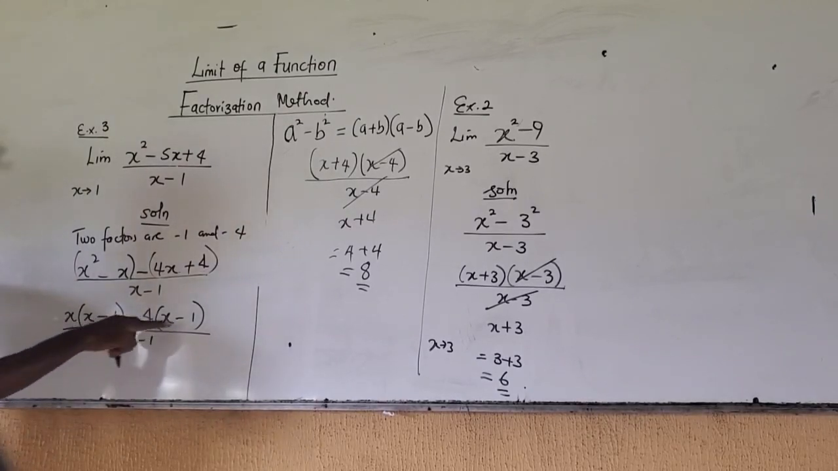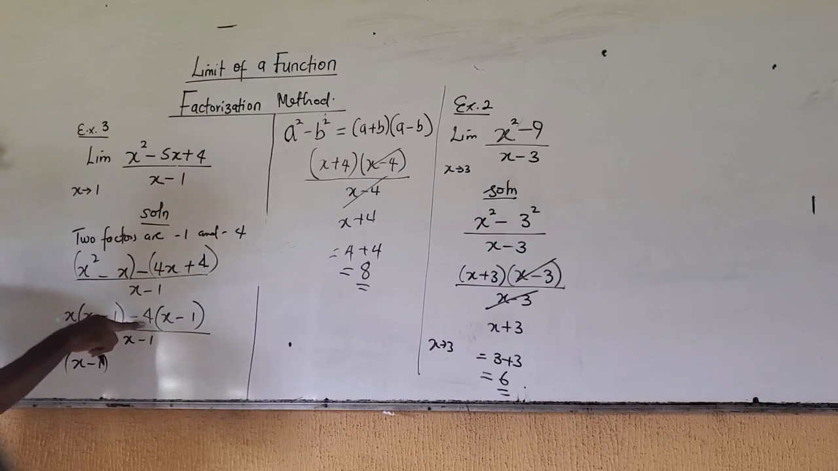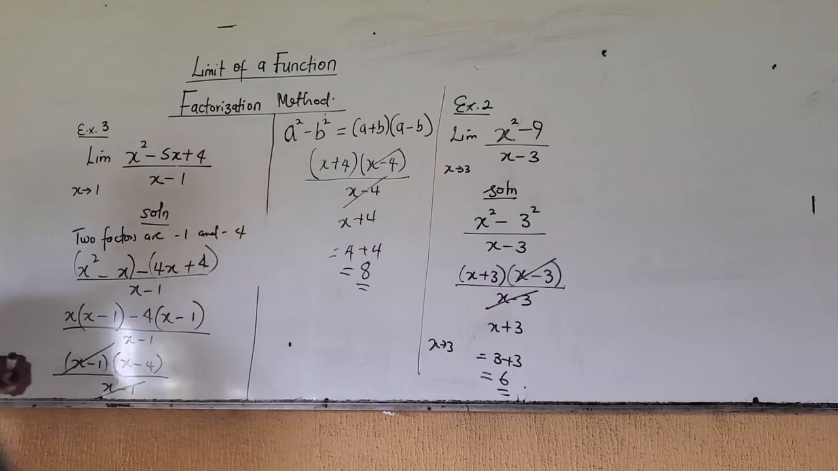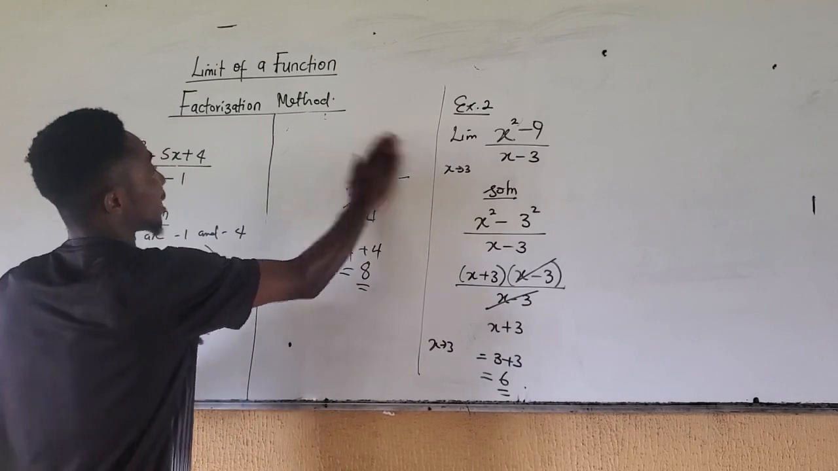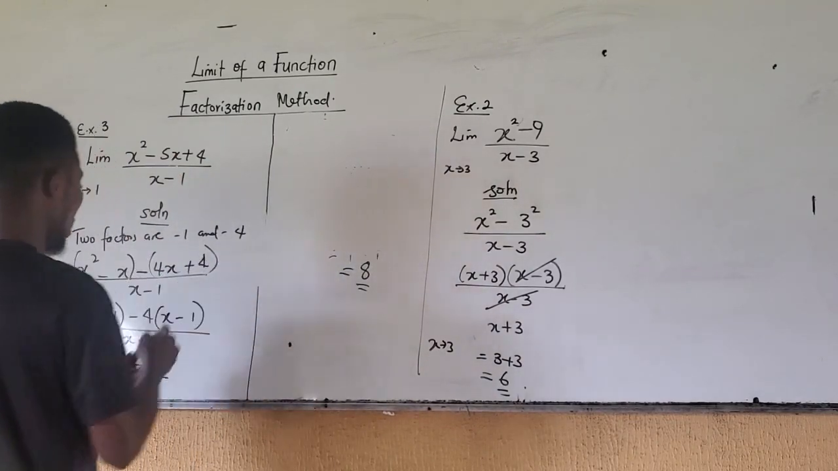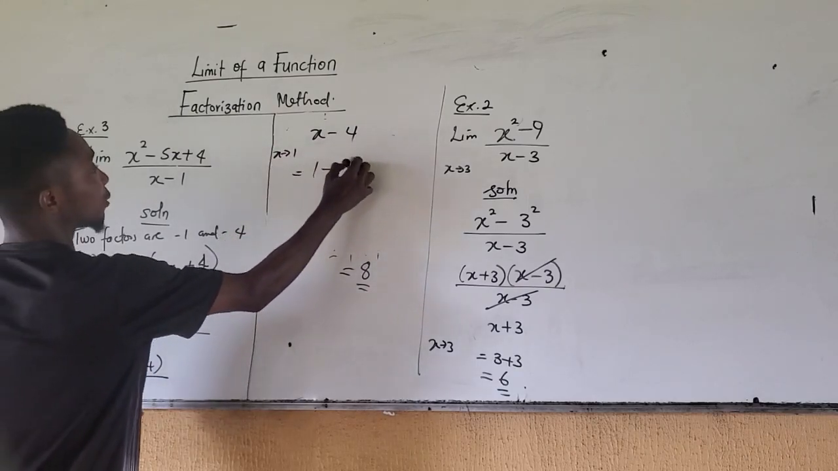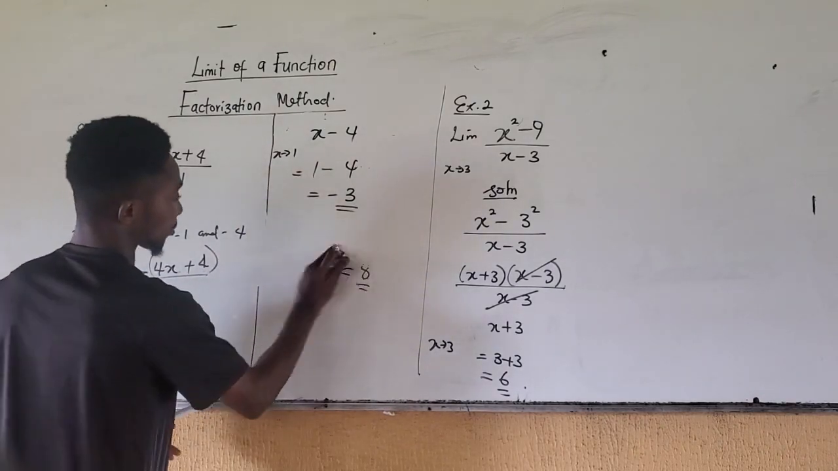So if you look at the brackets, we have the same thing in the bracket. So you take one factor, x minus 1. Then the second factor you take is x minus 4, all divided by the denominator, x minus 1. So you see at this point, we can cancel these out. And we are left with what? x minus 4. Remember, as x approaches what? 1. So we are left with x minus 4 as x tends to 1. So it becomes 1 minus 4, and our final answer is minus 3.